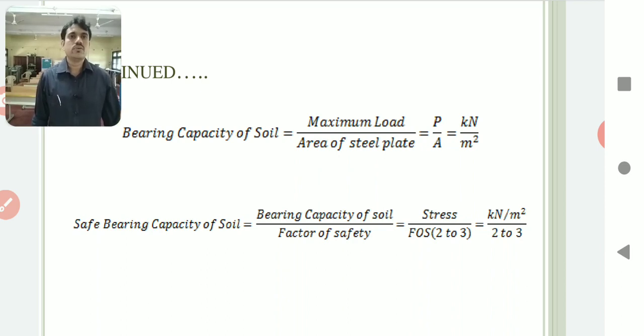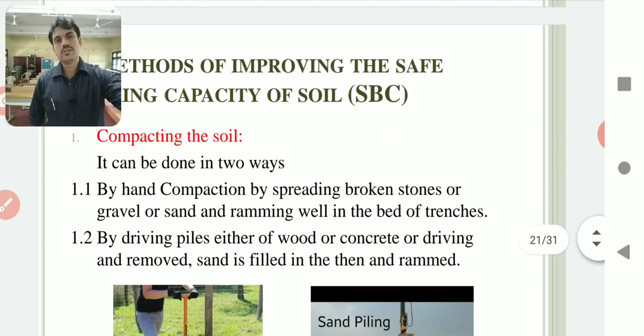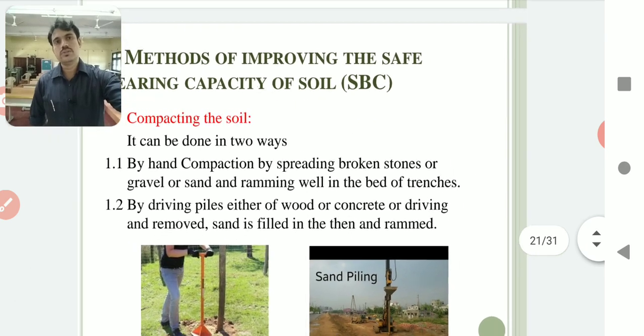So the value which is obtained is divided by 2 or 3, that means 2 or 2.5 or 3, any value. That value is defined as safe bearing capacity of the soil, that is the permissible capacity of the soil. That load can be applied on the soil. Kilonewton per meter square, again the unit will be same. So this is how we obtain the safe bearing capacity of the soil.